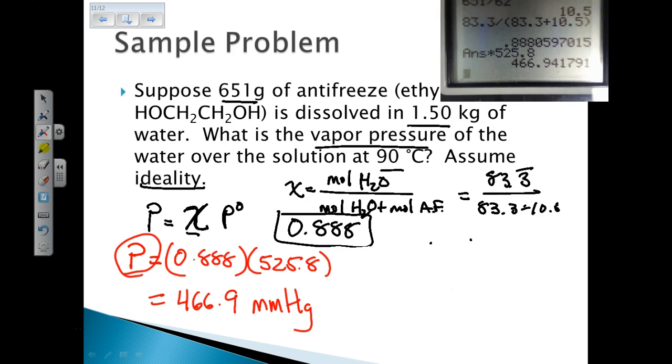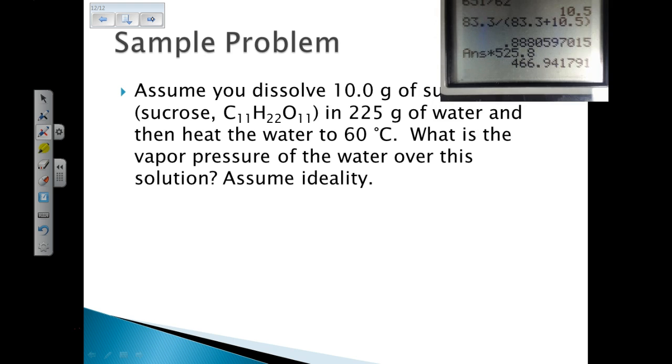Okay, we can always convert those to torr or atmospheres or whatever you want, but we need to make sure that this unit is the same as this unit. Okay, so let's keep going. So now we're going to make a cup of coffee. Okay, that's the same idea. Here we're going to put sugar into 225 grams of coffee, 10 grams of sugar. Now we want to know how much have we changed the vapor pressure by?